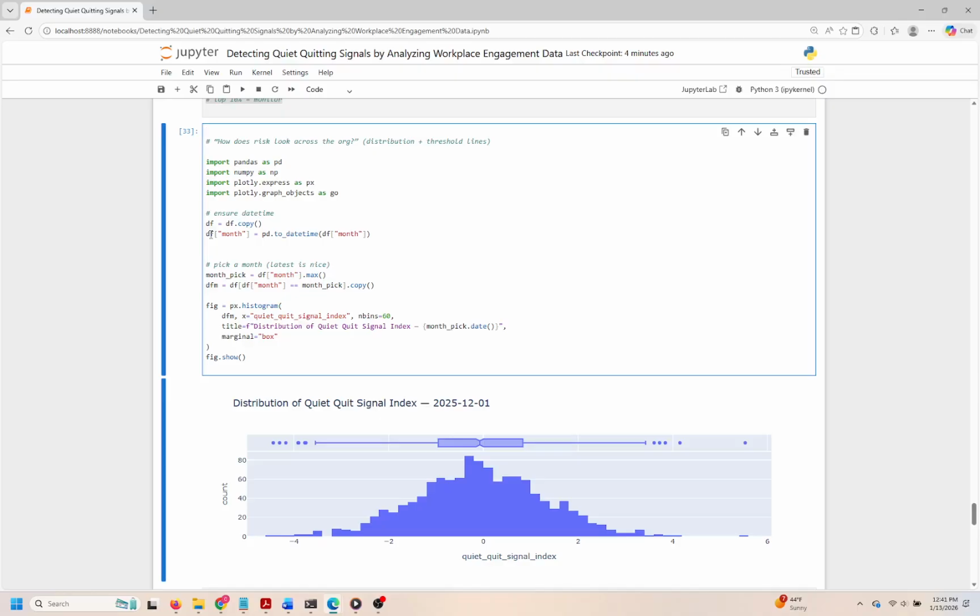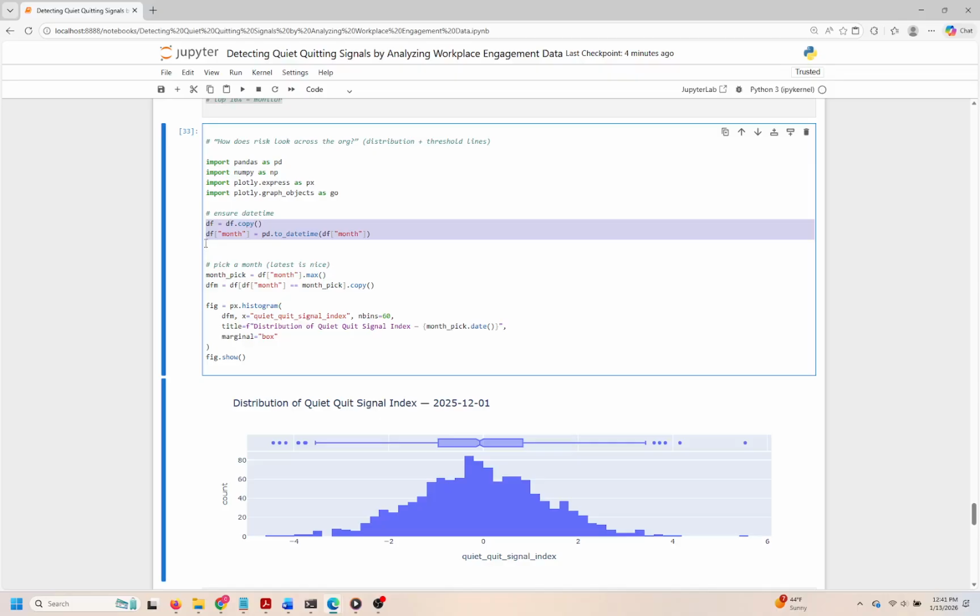Cell 15. In this cell, we're delving into the distribution of the Quiet Quit Signal Index to better understand how risk is distributed across the organization for a specific month. This analysis holds significance because it allows us to visualize potential employee engagement levels and identify trends that might need our attention. To start off, we're importing essential libraries like Pandas and Plotly, which are key for data manipulation and visualization.